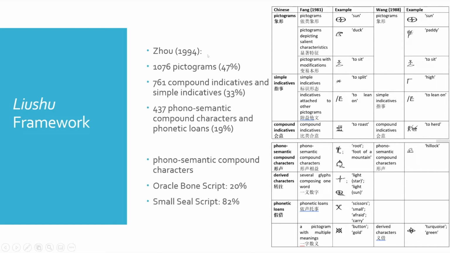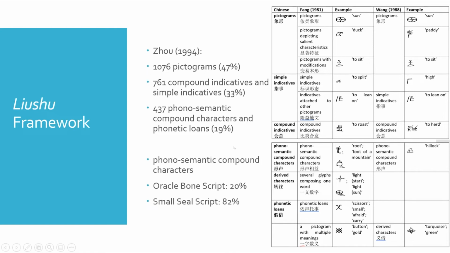And Zhou Youguang has also used this 六书 framework to analyze Dongba script. And he counted the percentage of different categories of the pictographs in this script. 47% are pictograms, and around one third are compound indicatives and simple indicatives. And then 19% are phono-semantic compound characters and phonetic loans.